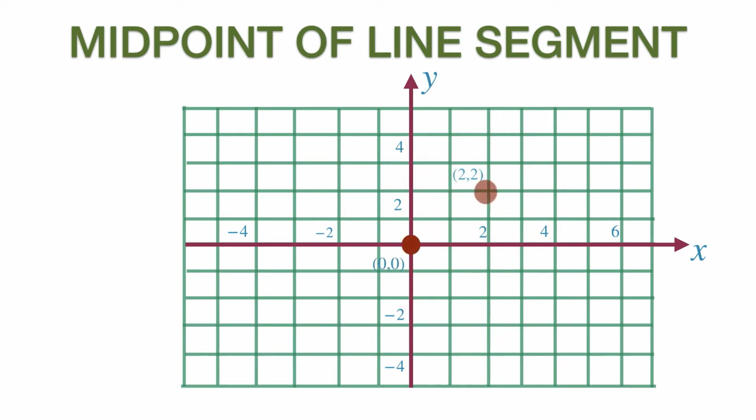The shortest path connecting two points is a straight line segment. The midpoint of the line segment is exactly halfway between the endpoints. So for example, the midpoint of the line connecting the coordinates 0, 0 and 2, 2 is exactly at 1, 1. The easiest way to find the midpoint is to add the two coordinates and divide the result by 2.